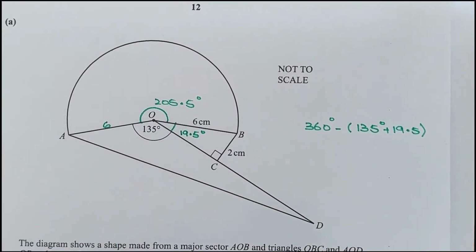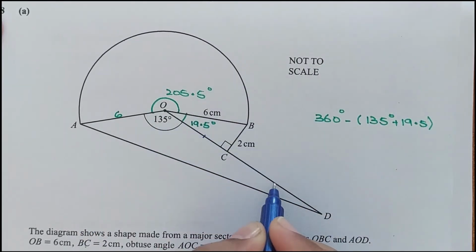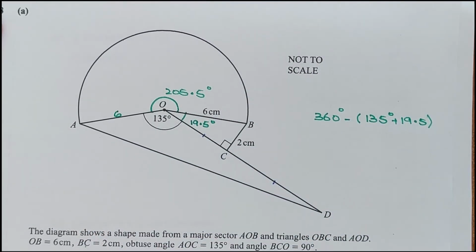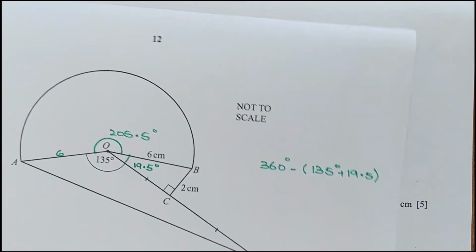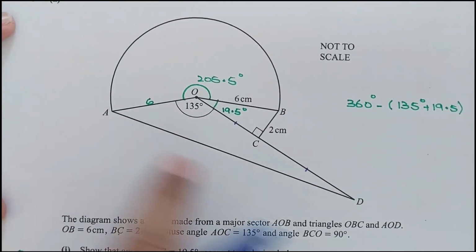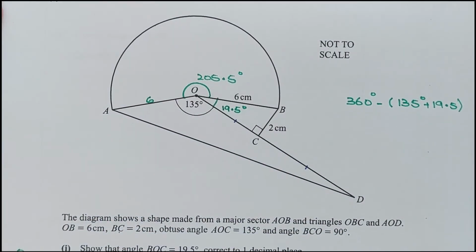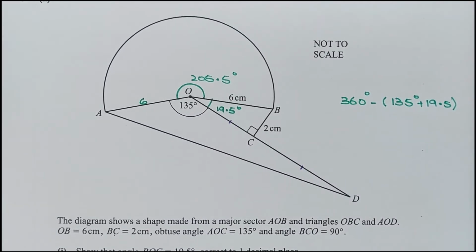Now for part 3, C is the midpoint of OD. We have O to D. So C is the midpoint of OD. It means OC and CD have the same length when they are the midpoint. And the question is, we have to calculate AD. Alright, so first we have to find OC. By using the Pythagoras theorem, we can find OC.